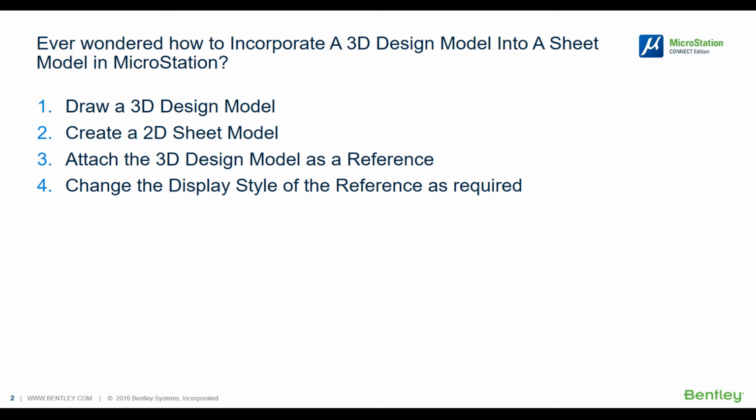Are you wondering how to display a 3D model on a sheet? This can be easily done by following these steps. First, we should draw a 3D design model. Next, create a 2D sheet model. Following, we will attach the 3D design model as a reference. Finally, we will change the display styles of the reference.